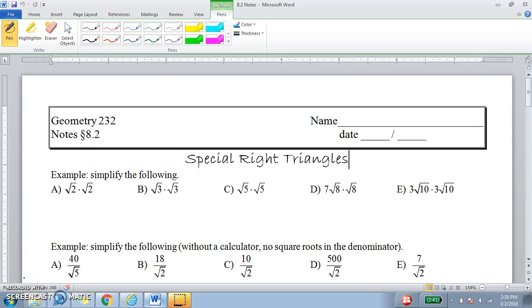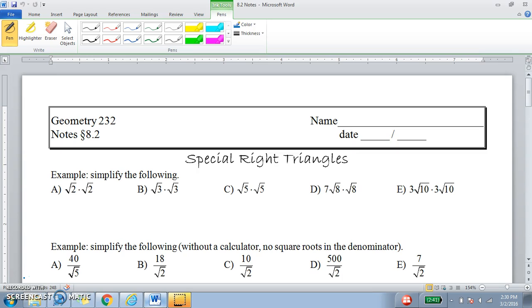This is geometry, section 8.2, special right triangles. So there's two types of special right triangles. And basically, if we memorize the patterns for them, it's a shortcut to doing the Pythagorean theorem. So what we learned yesterday, the Pythagorean theorem, can be used for pretty much everything in this section, but this section just teaches us shortcuts for it, so it doesn't take as long.